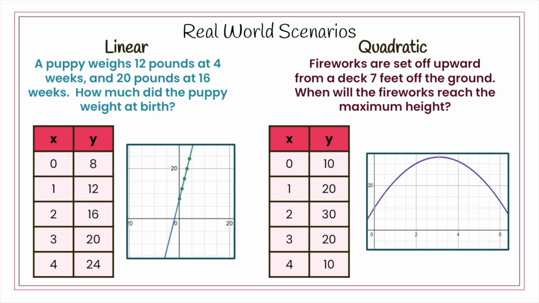For our quadratic, we have the fireworks are set off upward from the deck of 7 feet off the ground. When will the firework reach the maximum height? Again, we're going to be shooting this firework up into the air, but it's going to be coming back down because gravity. So as we shoot the firework up, it's going to reach its apex, and then it's going to be coming back down, and it's going to be making a curve.